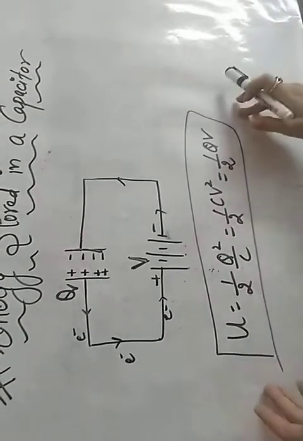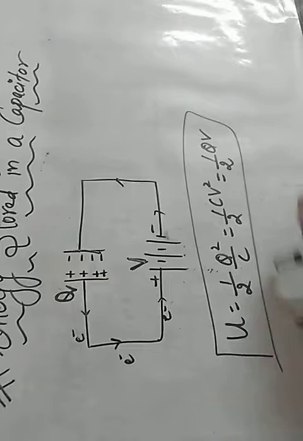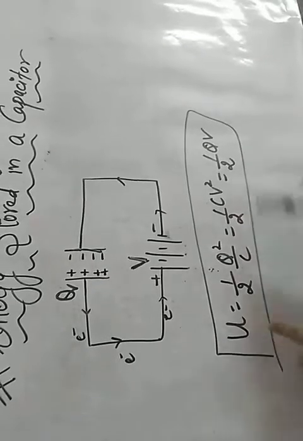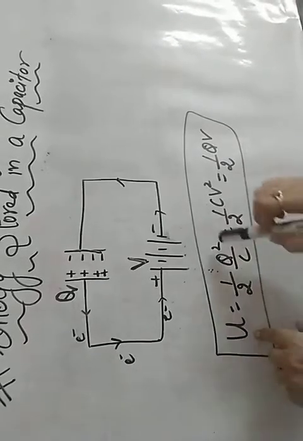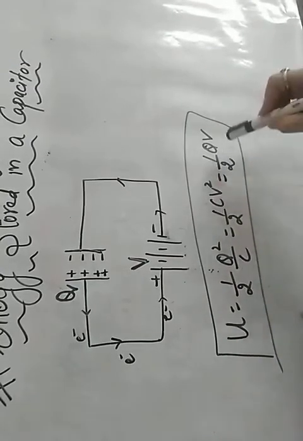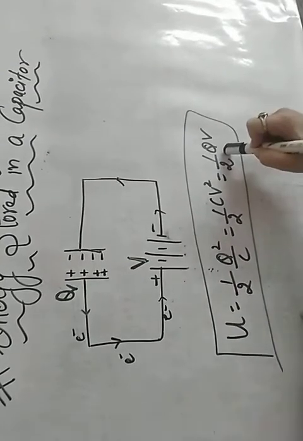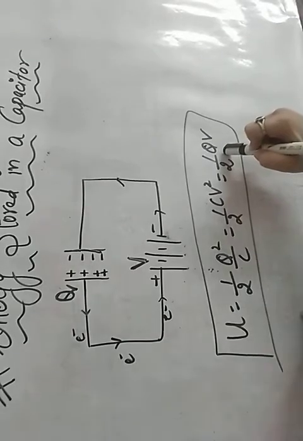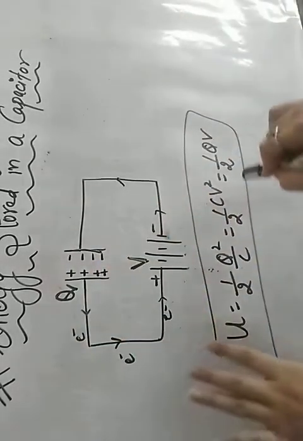So here are the three formulas for the energy stored in a capacitor: U equals half Q square upon C, equals half CV square, and equals half QV. I hope you understood the whole scenario.